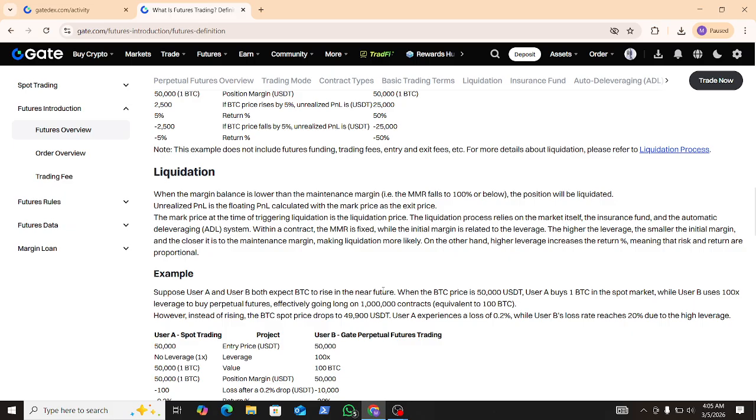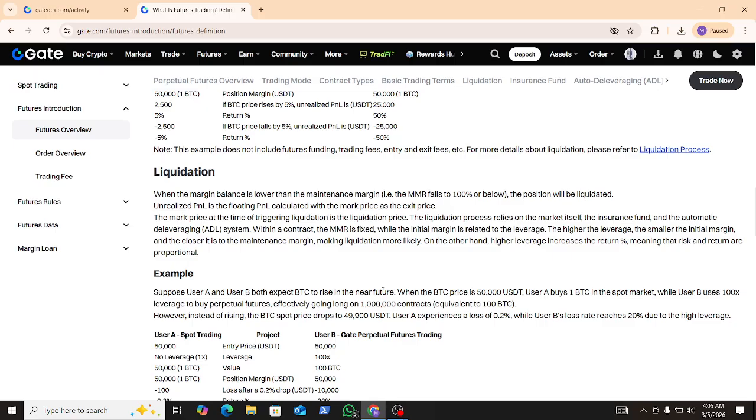The insurance fund and the automatic deleveraging, ADL, system.